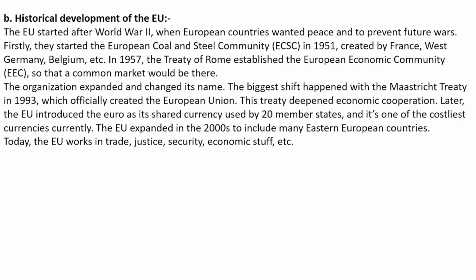So it's like the biggest shift. Then there's the euro, which is used by 20 member states. It's a single currency, which has some disadvantages and advantages both. And the EU has its own culture, justice, trade, security, etc.